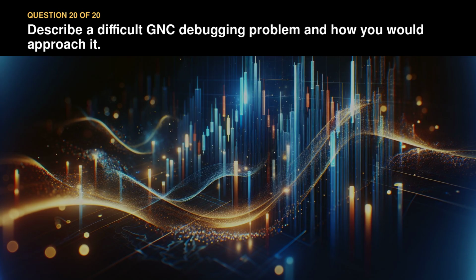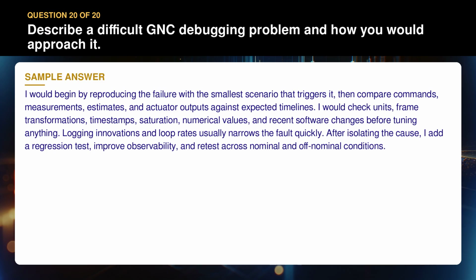Question 20. Describe a difficult GNC debugging problem and how you would approach it. I would begin by reproducing the failure with the smallest scenario that triggers it, then compare commands, measurements, estimates, and actuator outputs against expected timelines.